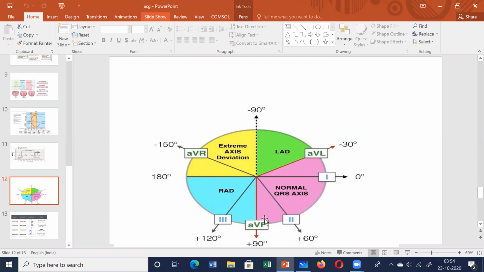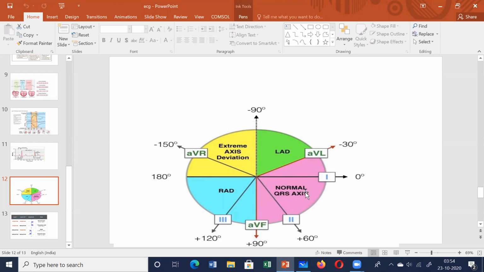Okay, so mainly lead 1, lead 2 and lead AVF. These are the three leads, and the positive ends of these leads fall within the normal axis. The normal axis, as I told you, is this pink portion, which ranges from -30 to +90. So the positive ends of leads 1, 2 and AVF fall in this normal axis region.